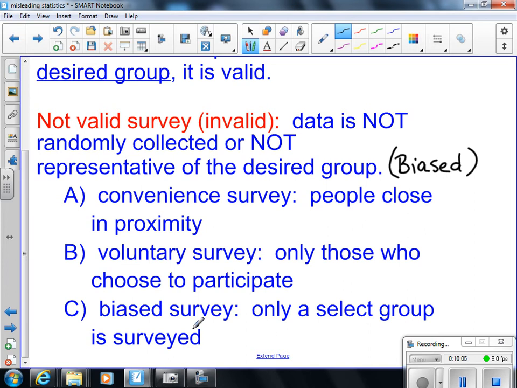And then the last one, is it biased? In other words, only a select group is surveyed. Maybe I want to know the results, but I only survey boys. Then that would be considered biased, and it's not valid.